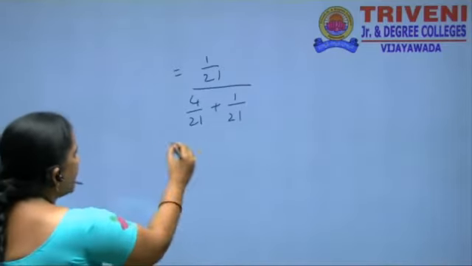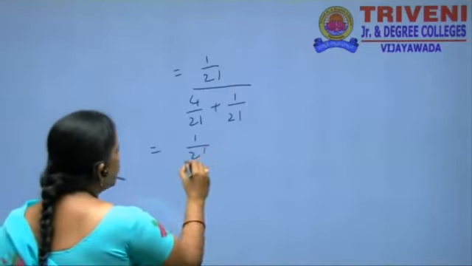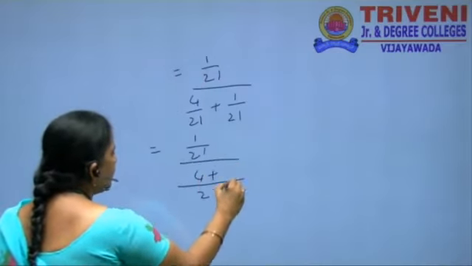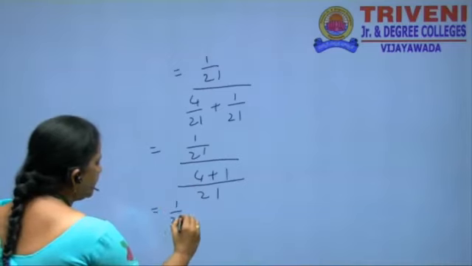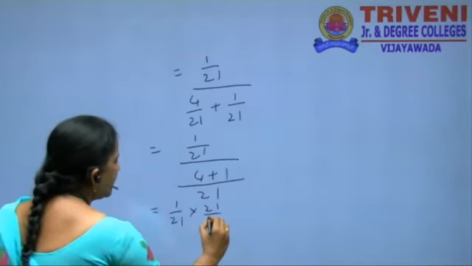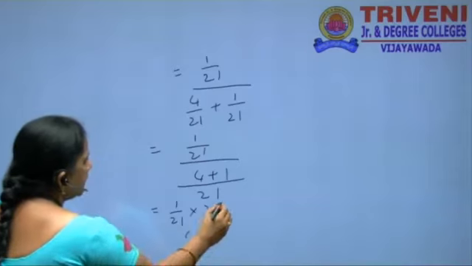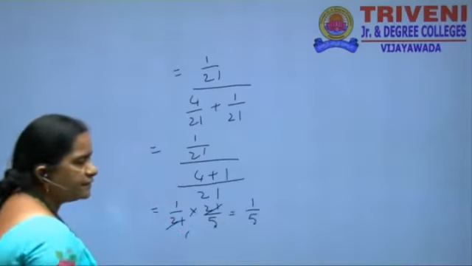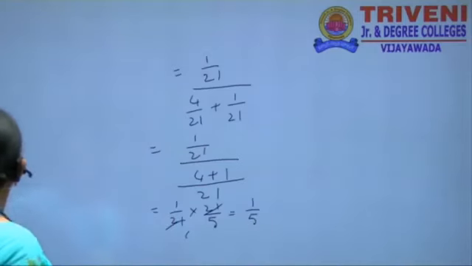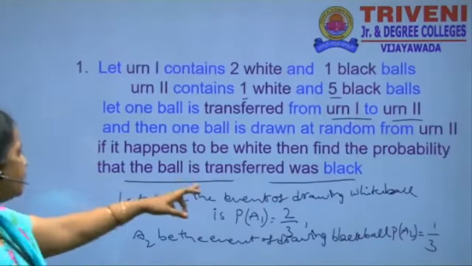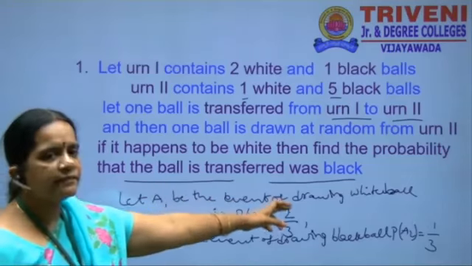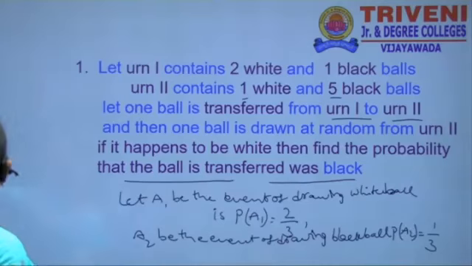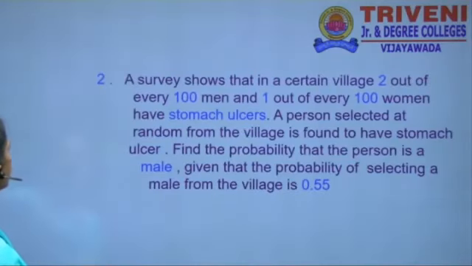In the denominator part, the denominators are equal, so that is 4 plus 1. So 1 by 21 into 21 by 5. Here 21 gets cancelled, that is 1 by 5. This is the probability that the ball transferred is black. The probability is 1 by 5. And then we are going to the next problem.